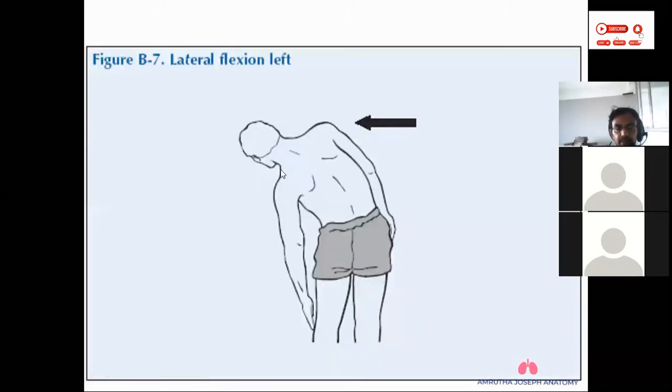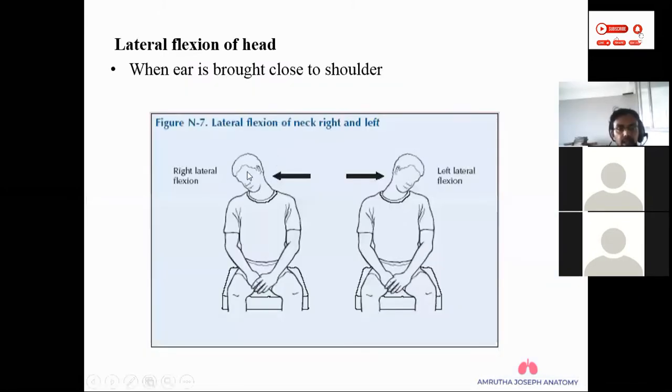So the flexion can happen in the trunk also. This area is the trunk, which includes the thorax and abdomen. Now this movement is left lateral flexion of the trunk. If the person is doing it the opposite way, that would be right lateral flexion of the trunk. Here it is right lateral flexion of head, left lateral flexion of head.